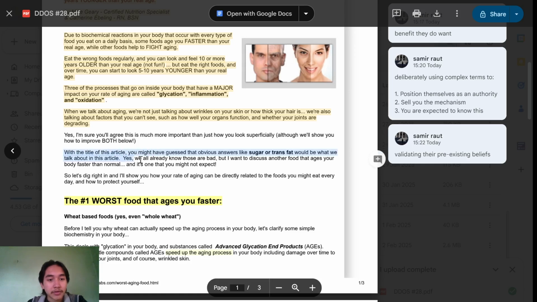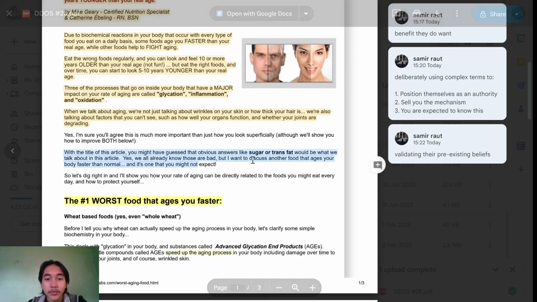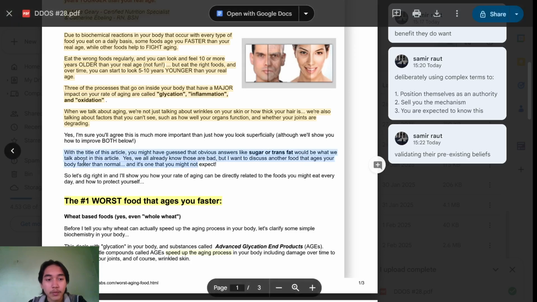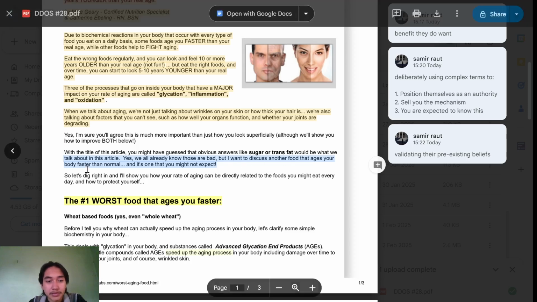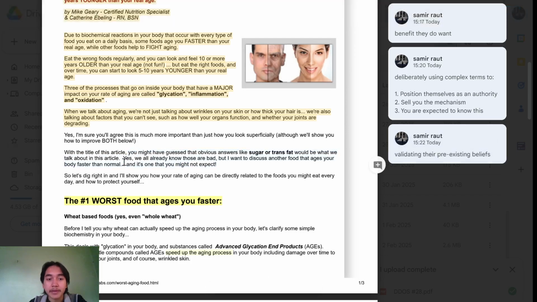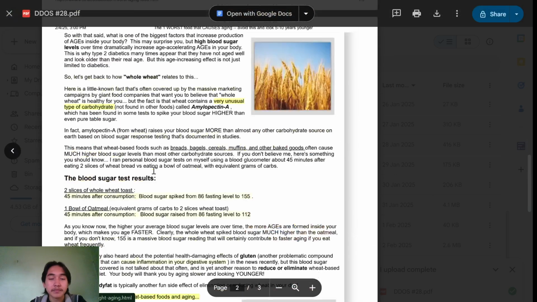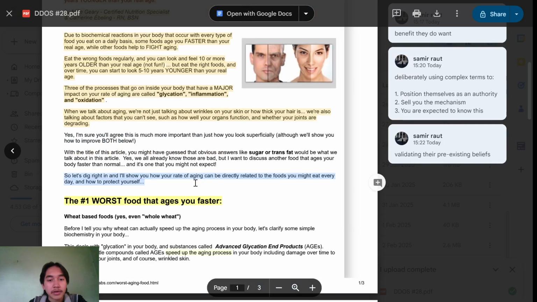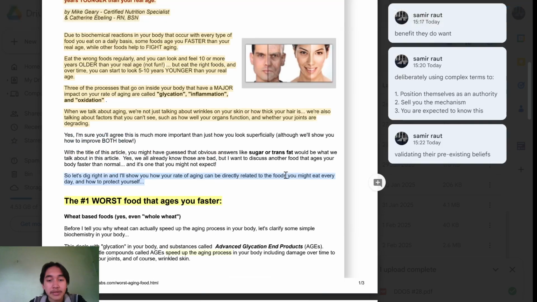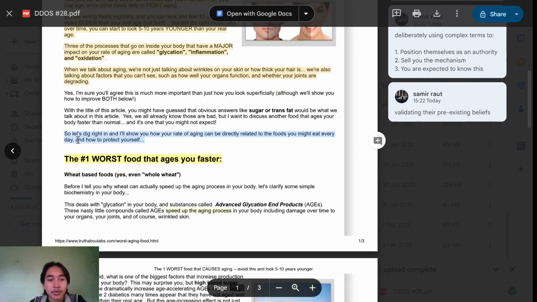Okay. With the title of this article, you might have guessed that obvious answers like sugar or trans fat would be what we talk about in this article. Yes, we all already know those are bad, but I want to discuss another food that ages your body faster than normal. Okay, as I said, validating more of their pre-existing beliefs. They're just warming you up for another page. So let's dig in, and I'll show you how your rate of aging can be directly related to the foods you might eat and how to protect yourself.